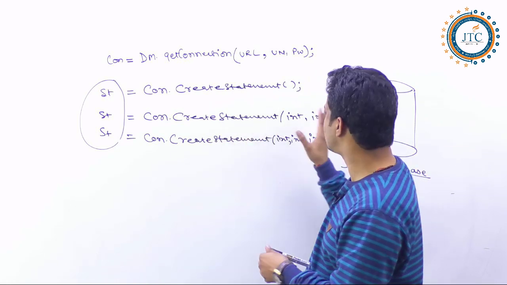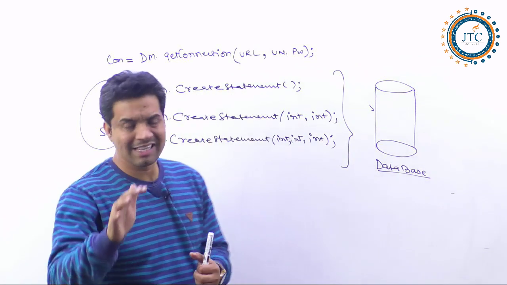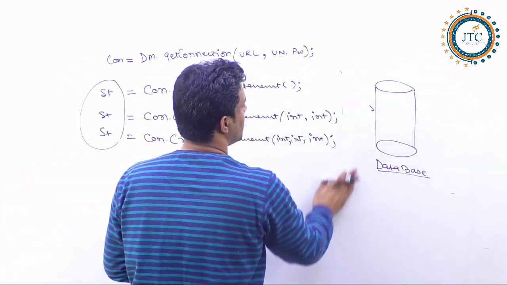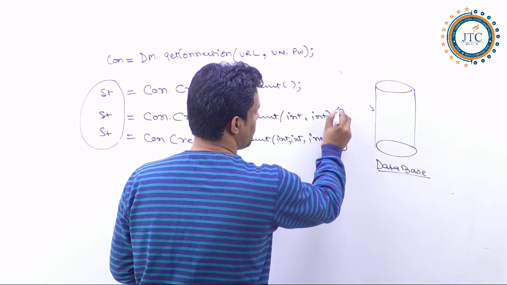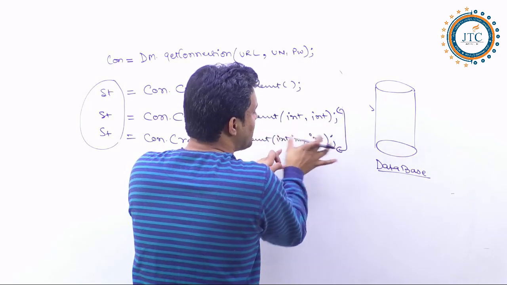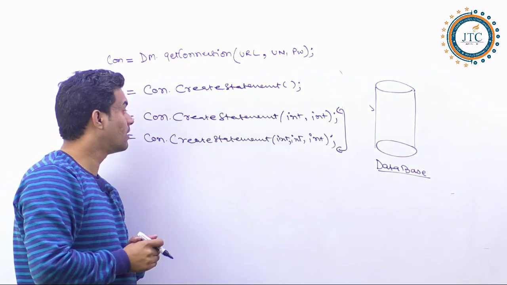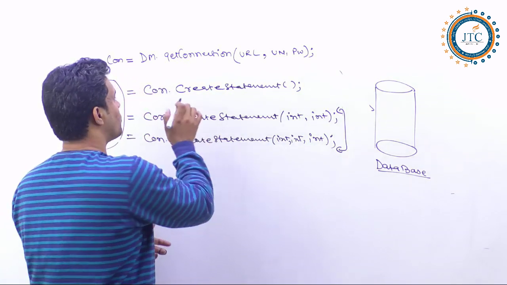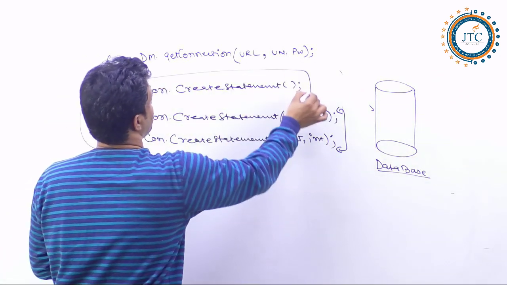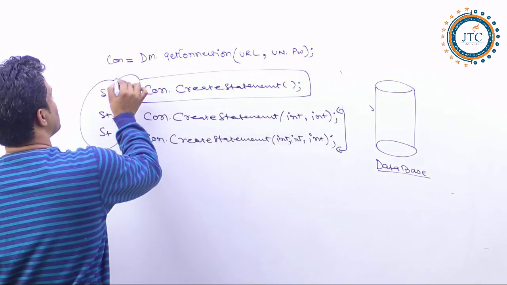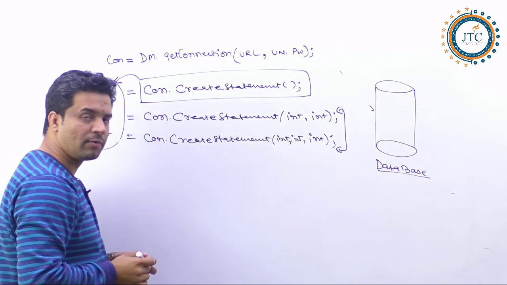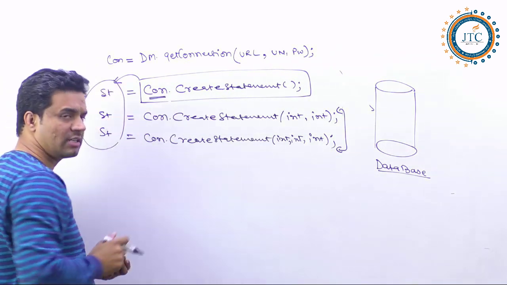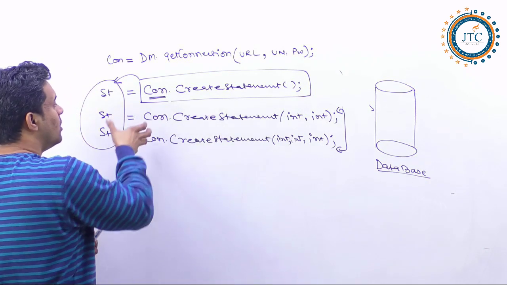So at present let's not talk about these two, because later we will discuss what is the use of these two parameterized create statement methods. But at present what you can see here is that with the help of the connection object we are getting the statement type of object. Got it?